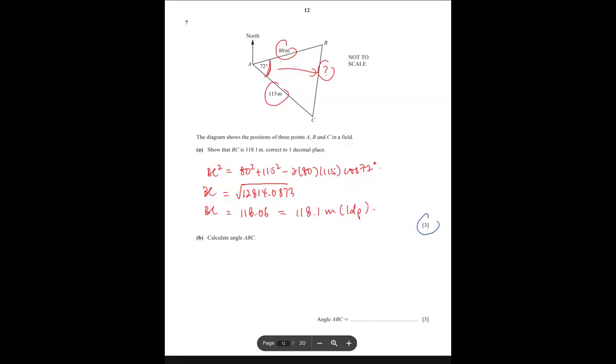Okay, calculate angle ABC, we're going to use the sine rule for this. Why do I know this is sine rule? Because I have 2 angles and 2 sides. So this angle is facing this one. This angle is facing this one here. It's 118.1. So sine angle ABC over 115 equals sine 72 over 118.1. I just cross multiply here and just use inverse.